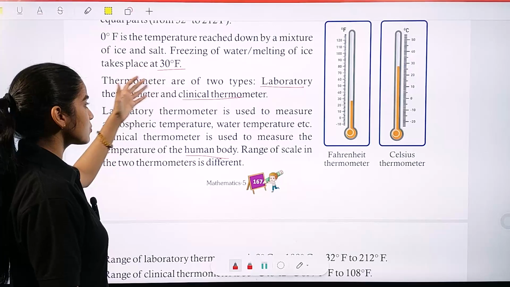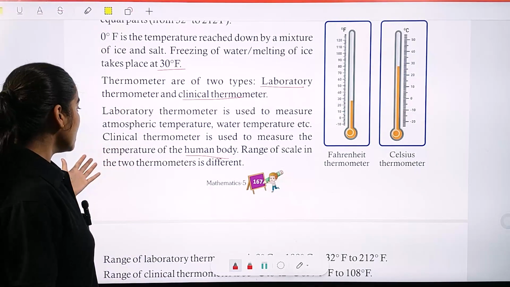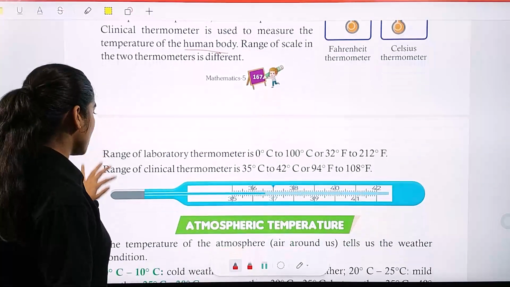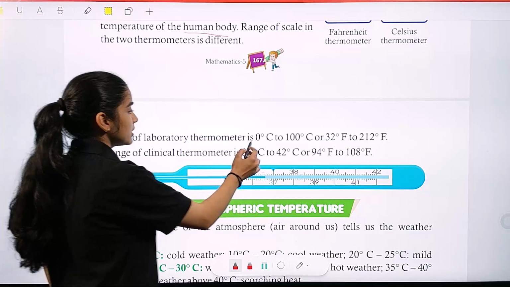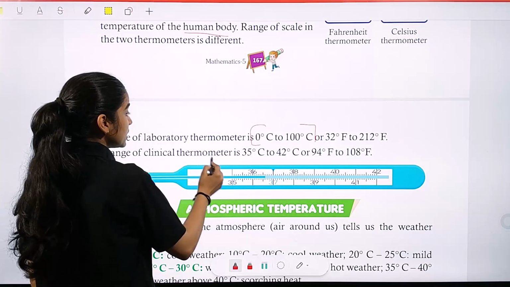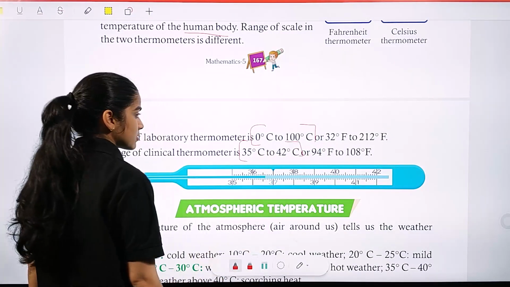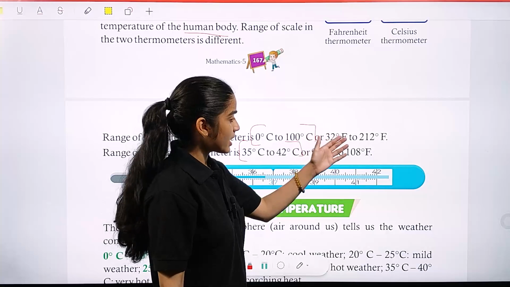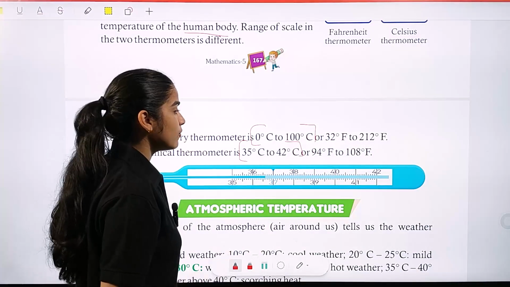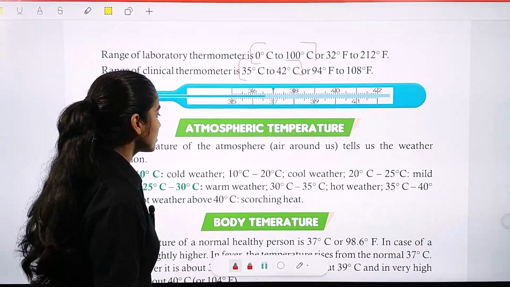Laboratory thermometer is used to measure the atmospheric air temperature and water temperature, and clinical thermometer is used for the human body temperature. Now the range of laboratory thermometer is 0 degree to 100 degree Celsius, and the range of clinical thermometer is 35 degree to 45 degree Celsius. You can also see the measurements in Fahrenheit: 32 degree Fahrenheit to 212 degree Fahrenheit, and 94 degree Fahrenheit to 108 Fahrenheit.